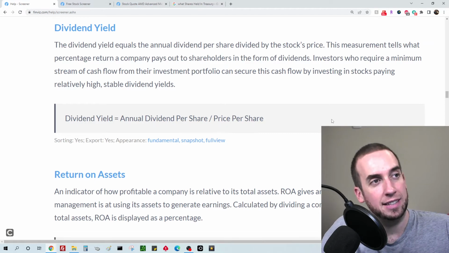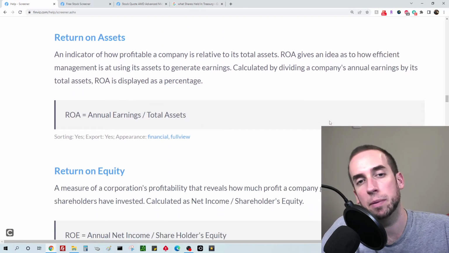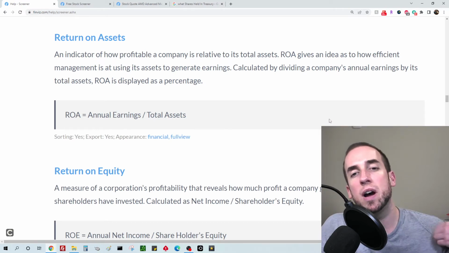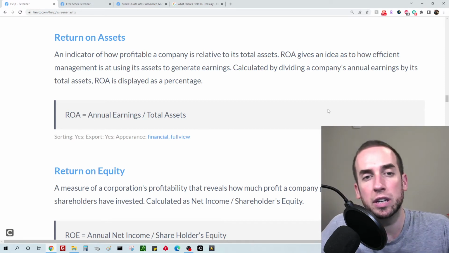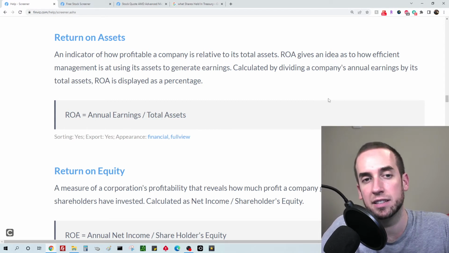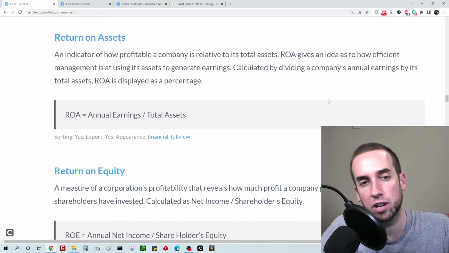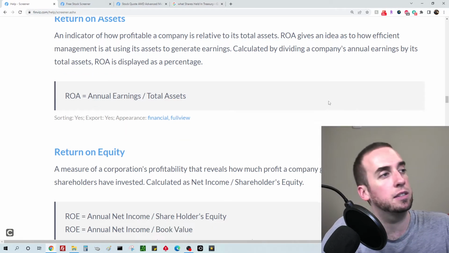Return on assets, an indicator of how profitable a company is relative to its total assets. ROA gives an idea as to how efficient management is at using its assets to generate earnings, calculated by dividing a company's annual earnings by its total assets. ROA is displayed as a percentage. In a gray box on the Finviz help site, there's ROA equals annual earnings divided by total assets.